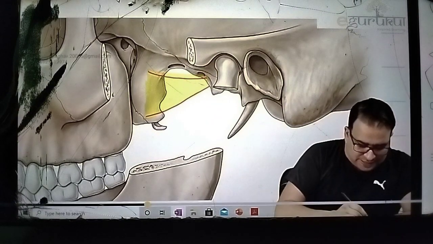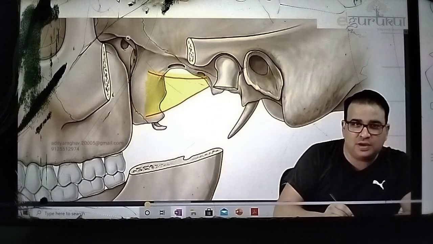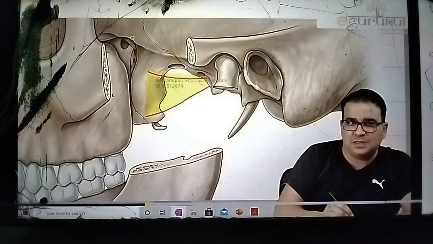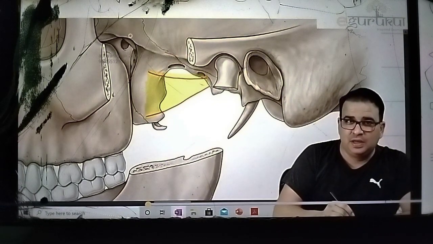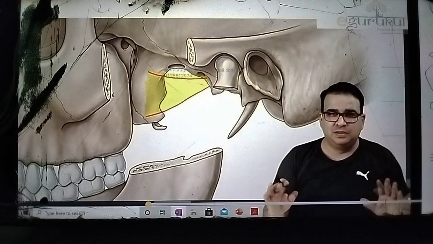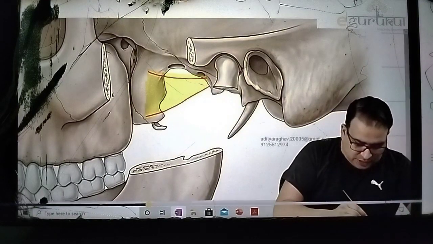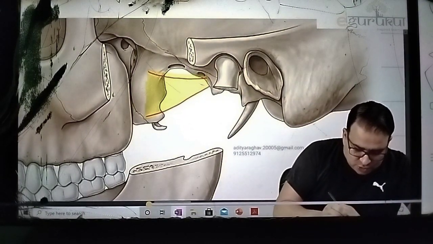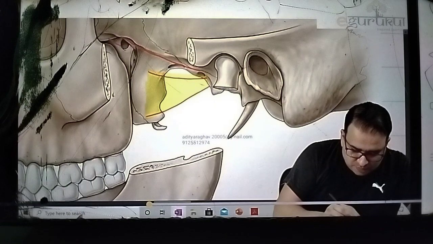Upper head is coming from that crest. Can you see that crest over there, guys? I hope you all can see my pointer there. That crest over there is present where? On the greater wing of sphenoid. So this is called the crest of the greater wing of sphenoid. Simple. The crest of the greater wing of sphenoid is giving origin to the upper head of this muscle, which will come like this.